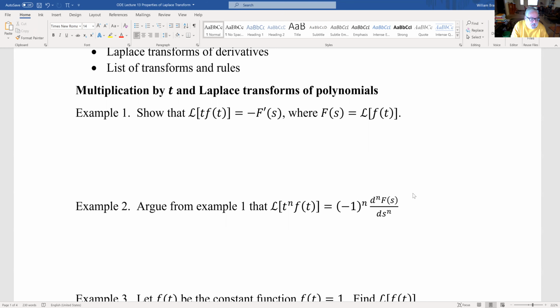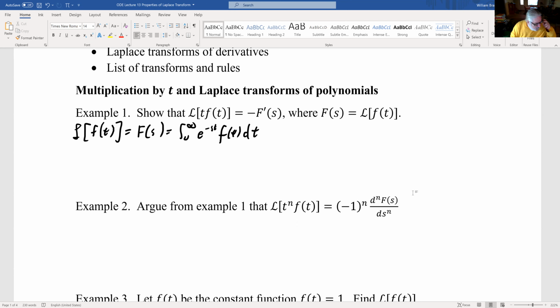So a little notation first. The Laplace transform of f of t is also called capital F of s, and it's defined as this particular integral. So that's what the Laplace transform of f of t is. So what is F prime of s? What's the derivative of the Laplace transform? Well, that's the derivative with respect to s of this integral.